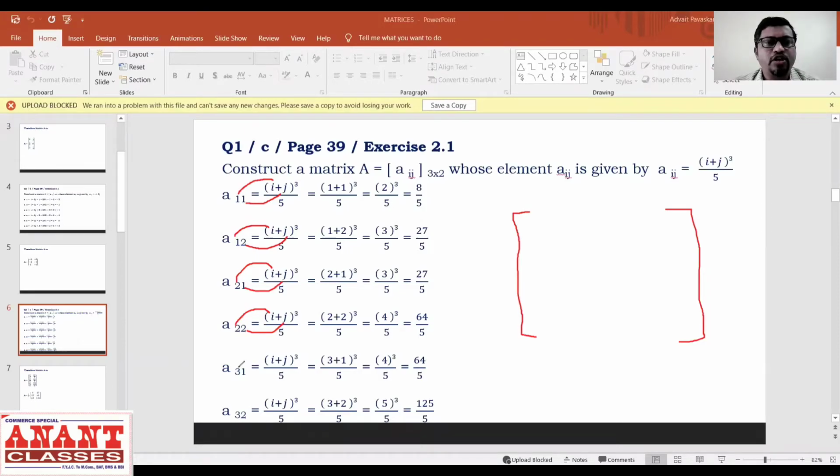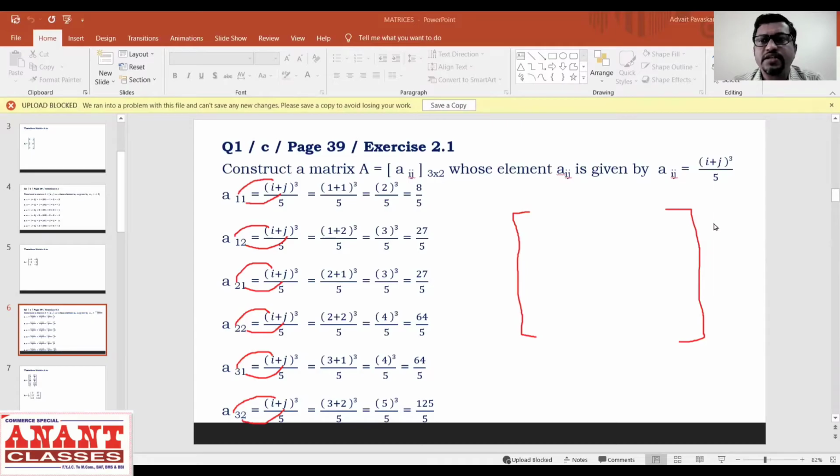Now this is third row first column, so the value of i is 3 and the value of j is 1. So 3 + 1 is 4, 4 cubed that is 64 divided by 5. And third row second column, so the value of i is 3 and the value of j is 2. So 3 + 2 is 5, 5 cubed that is 125 divided by 5. So we have got all the values. How you have to present the answer?